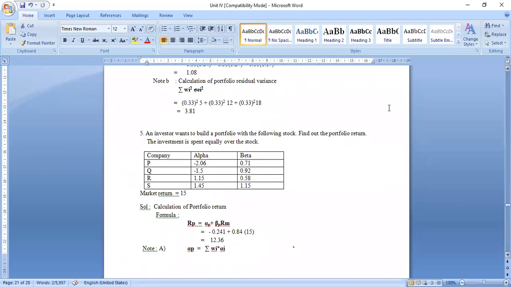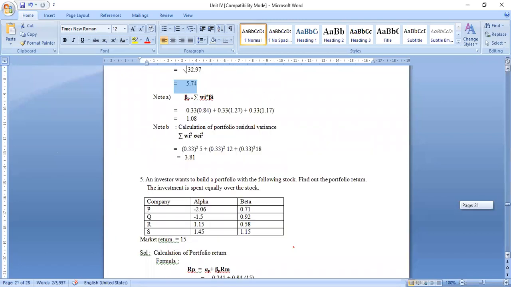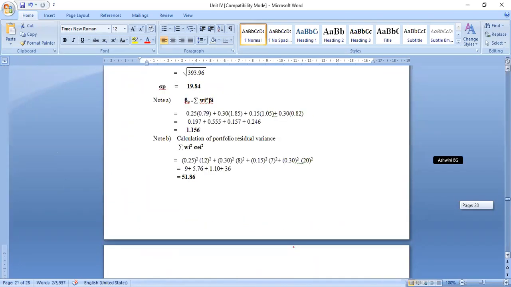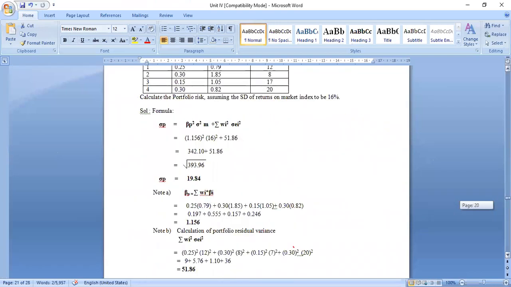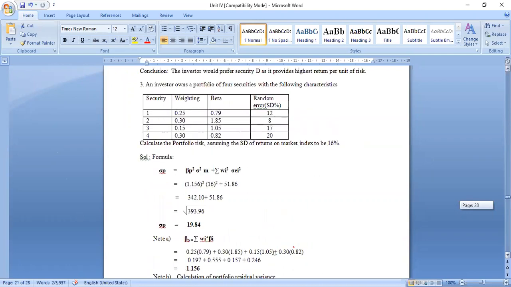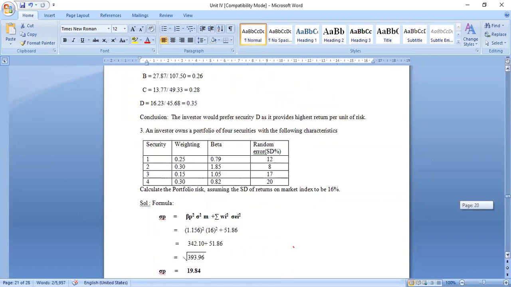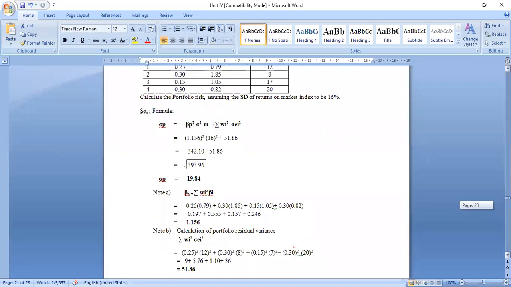Excuse me, ma'am. Yes. In an earlier calculation of portfolio residual variance, you did 0.25 square into 12 square. But for the next sum, why didn't you square the 5? Just a minute, you're speaking about this problem? Yes, ma'am, the calculation of portfolio residual variance. Yes, I'll come back to you. The formula is square, right?